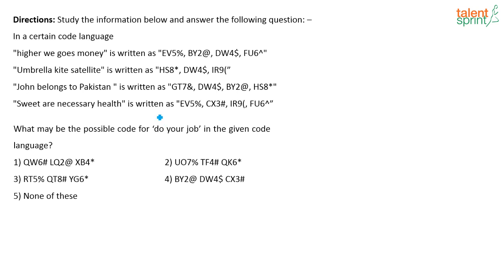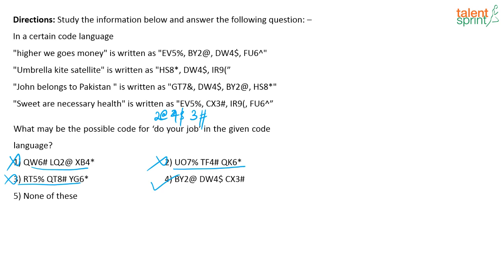Do your job. Do is 2, your is 4 and job is 3. So 2 will always be followed by @, 4 will always be followed by $, and 3 will always be followed by #. Look for such options. Here you have 624, not correct. 746, not correct. 586, not correct. 243, this has to be the correct one.